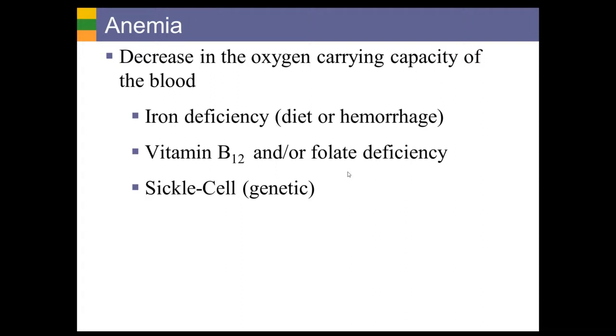And sickle cell anemia is a genetic disorder where you don't produce normal hemoglobin. It causes the cells to sickle and they don't carry as much oxygen. Sickle cell anemia, I don't think would have much of an impact on hematocrit, but the cells don't carry as much oxygen.